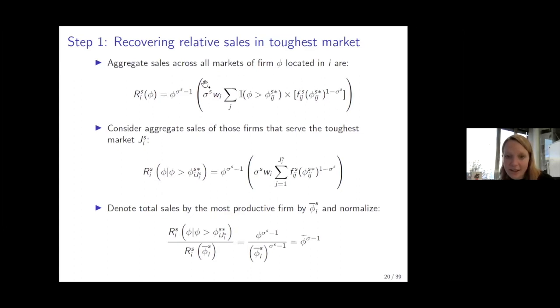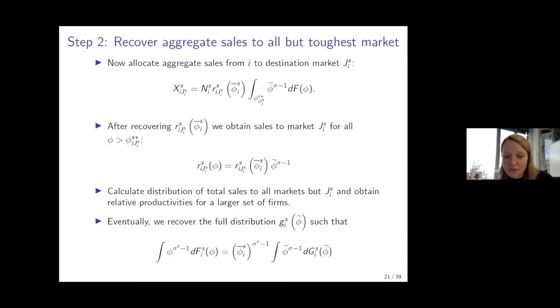You see that the only thing that varies at the firm level is phi to the power of sigma minus 1. Given that this is the same for all the firms that export to the toughest market, by putting them relative to each other we get rid of this term and get the relative distribution of these firms. We do this step by step until we get to this distribution of the so-called phi tilde, which is related to our true distribution by this phi bar. Now, what I want to talk about is how to get at this phi bar.